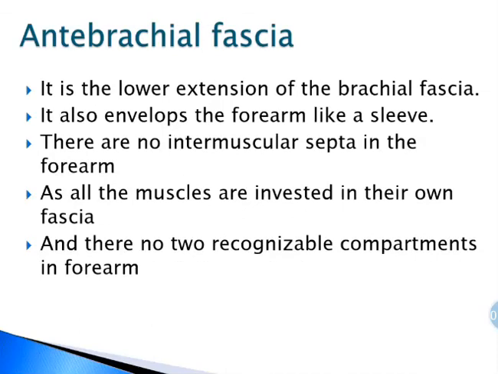Then antebrachial fascia. It is the lower extension of brachial fascia. It also envelopes forearm like a sleeve. In the forearm, there are no intermuscular septa as such, as all the muscles are invested in their own fascia, and there are no two recognizable compartments in the forearm.